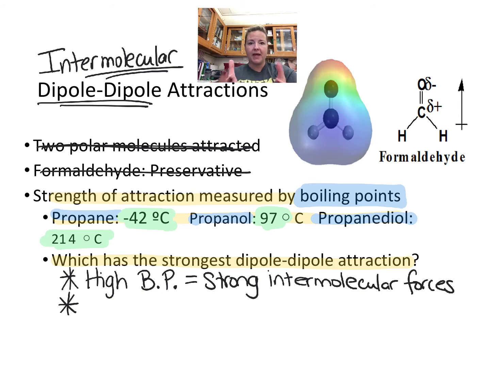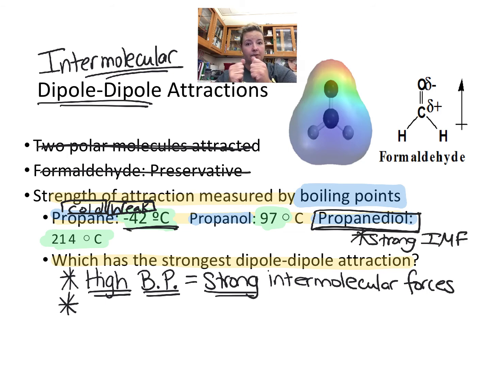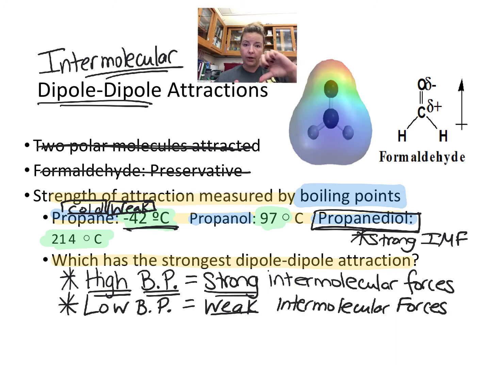So you've got a whole bunch of propane, and it's going to boil at negative 42 degrees Celsius. That boiling point is a very cold temperature, and that's because propane has very weak dipole-dipole attractions, very weak intermolecular attractions to each other. So the strongest attraction is going to have the highest boiling point. So our goal here is to understand that the stronger the attraction, the higher the boiling point. The weaker the intermolecular attractions, then the lower the boiling point of those materials is going to be.